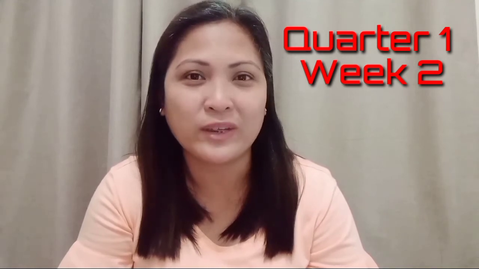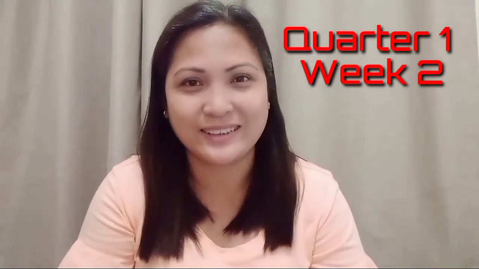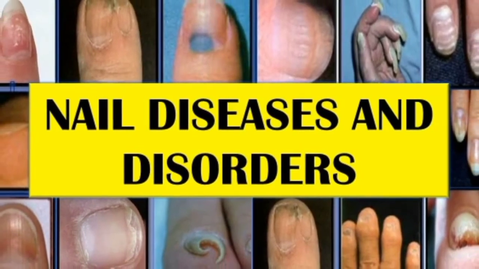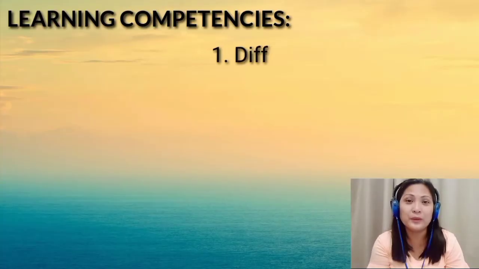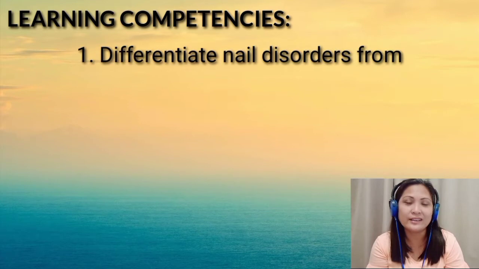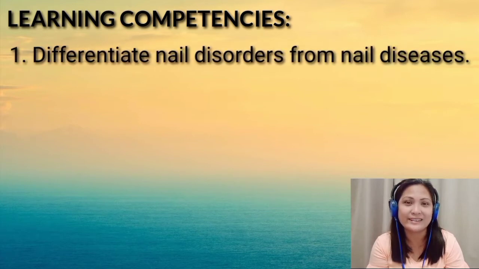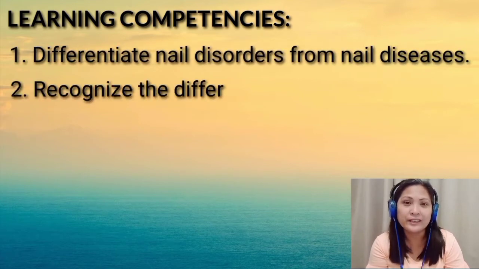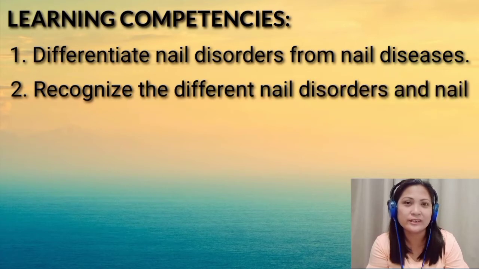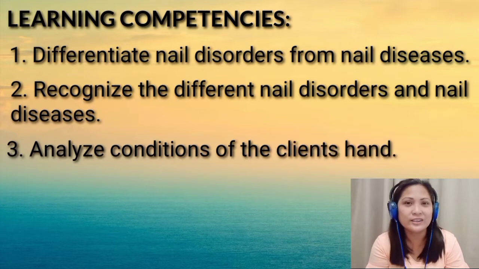Let us learn the different competencies or objectives that we need to achieve this week. Number 1, differentiate nail disorders from nail diseases. Number 2, recognize the different nail disorders and nail diseases. And number 3, analyze conditions of the client's hand. Are you ready? Okay, so get your modules and pen and let us learn.